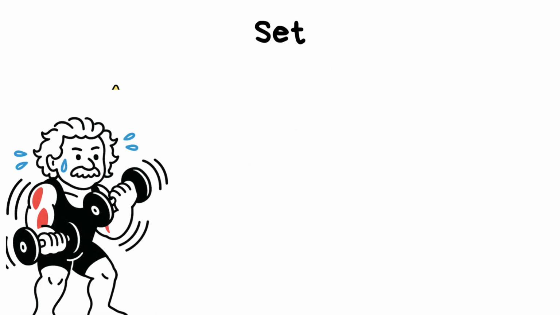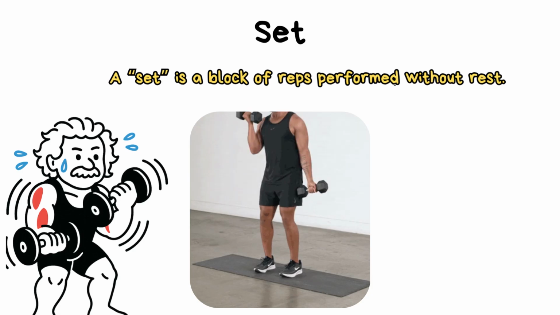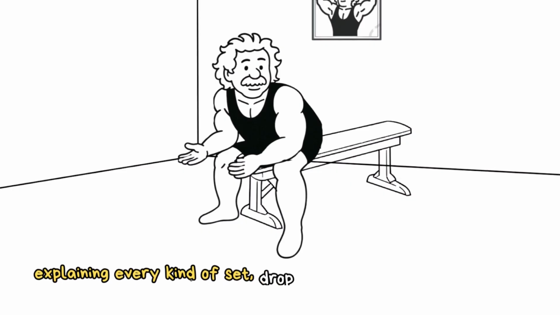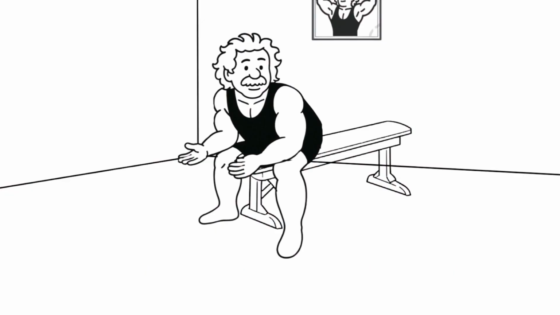Set. A set is a block of reps performed without rest. Example, crank out 10 curls in a row equals 1 set. Stay tuned. I'll make a separate video explaining every kind of set. Drop sets, cluster sets, rest pause, the fun stuff.